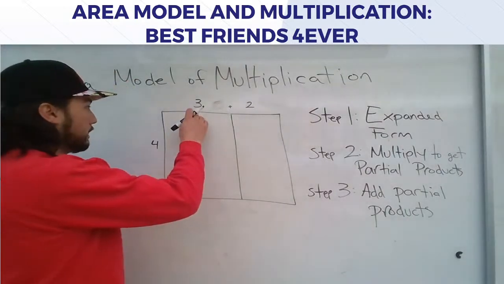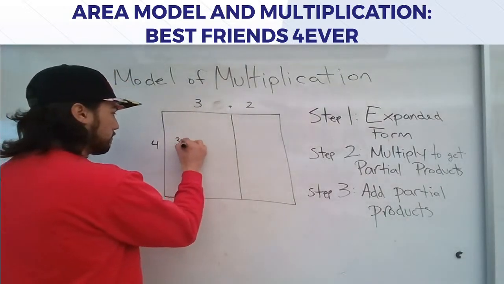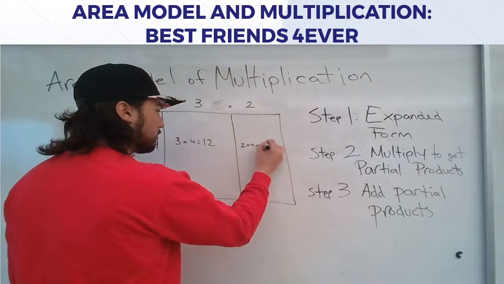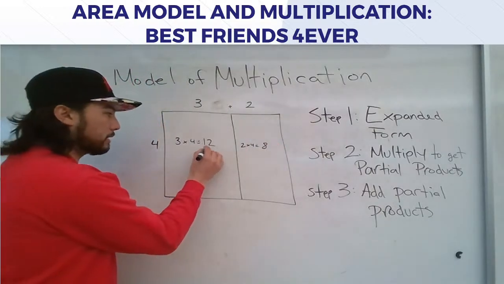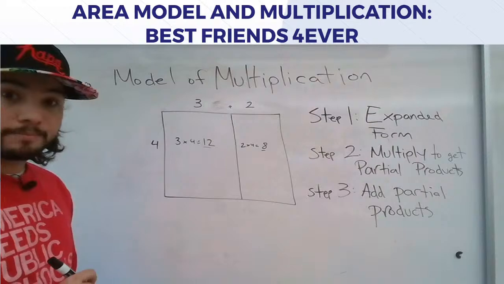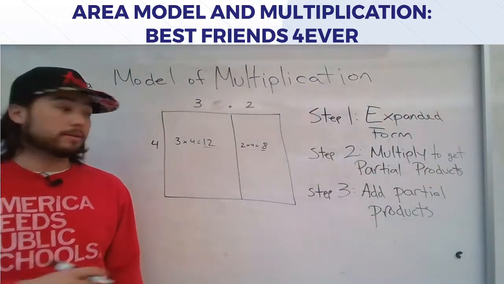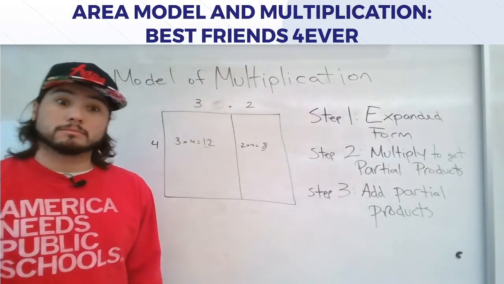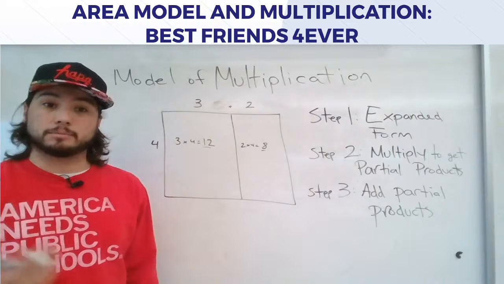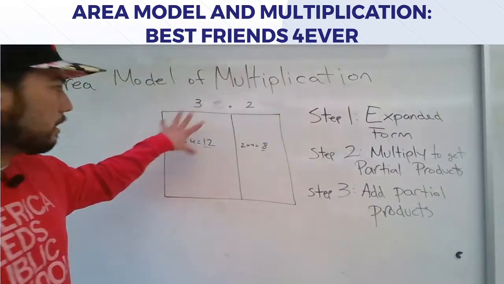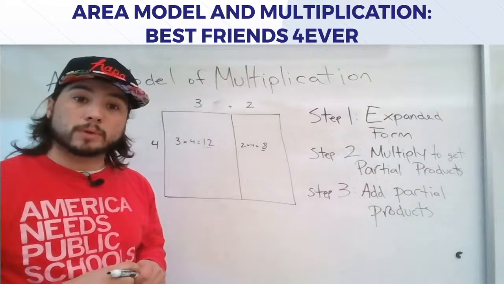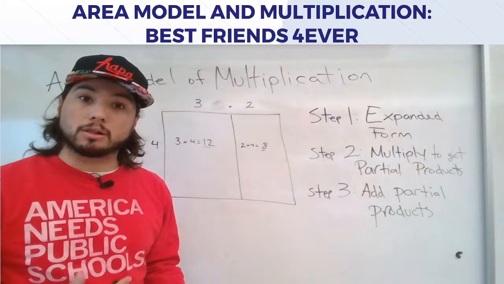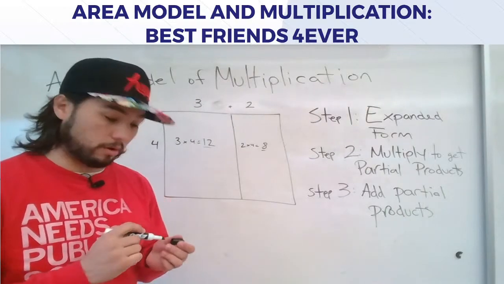Okay? So now when I do 3 times 4 and 2 times 4, I get partial products of 12 and 8. Then when I add those partial products together, 12 plus 8, I get 20, which is equivalent to 5 times 4. So by breaking up our area into smaller rectangles and finding partial products, we make a larger multiplication unknown a lot more manageable.